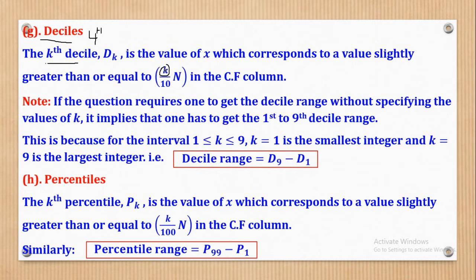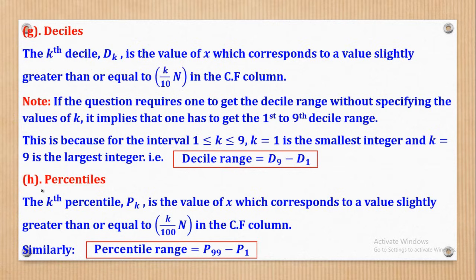median and quartiles. Now there are some cases where they'll just say decile range without specifying the value of k. In that case, it means that you are going to get D9 minus D1. Now D9 means ninth decile, and D1 means the first decile.